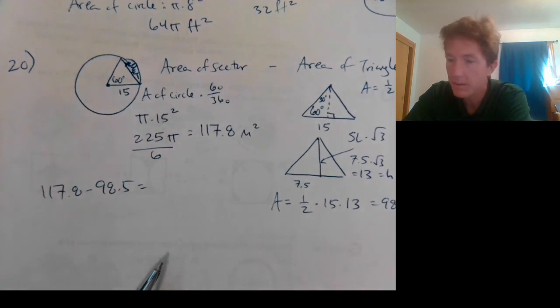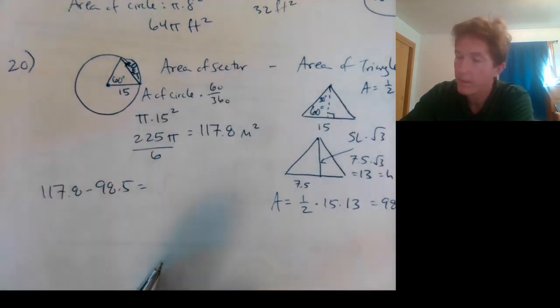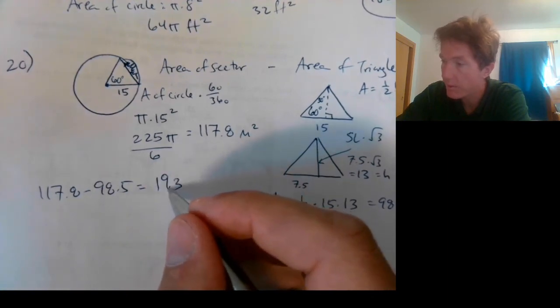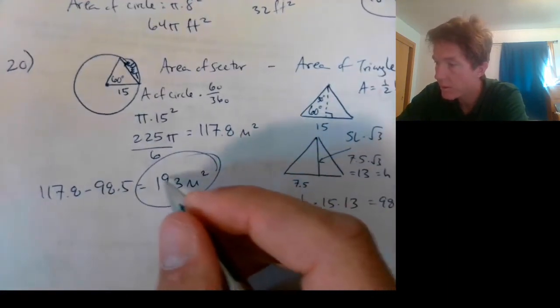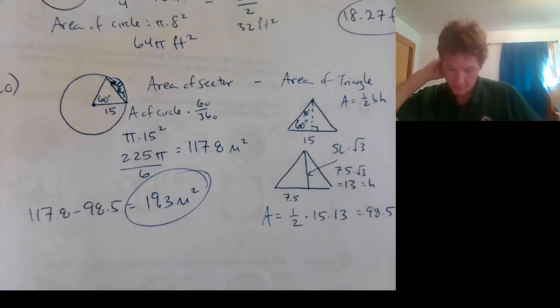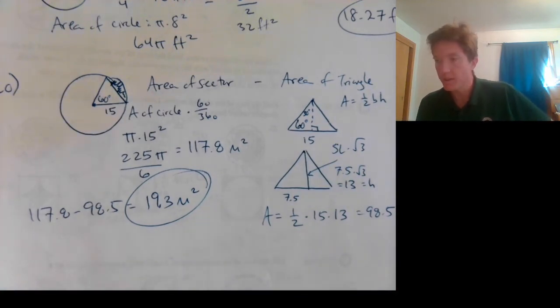117.8 minus 98.5. The area of the segment is 19.3 meters squared. Alright, and that should cover it for these. Okay. Look at number 19.